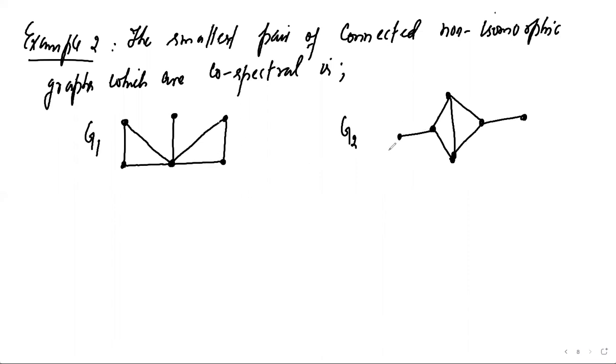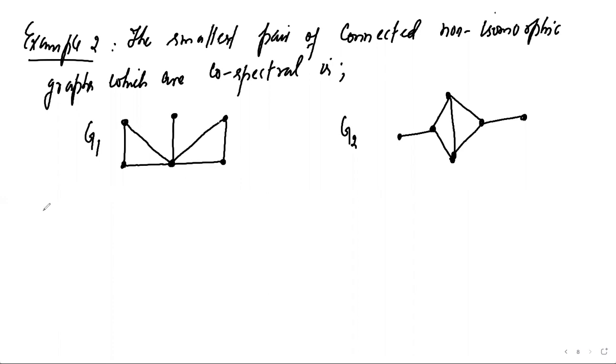And that can be clearly seen from one of the properties, like this has one pendant vertex, but this has 2 pendant vertices. This has a vertex of degree 5, but this has no vertex of degree 5. And similarly, we can find other properties of these two graphs to conclude that they are not isomorphic. But these two graphs have the same characteristic polynomial, which can again be seen from the Sachs theorem.